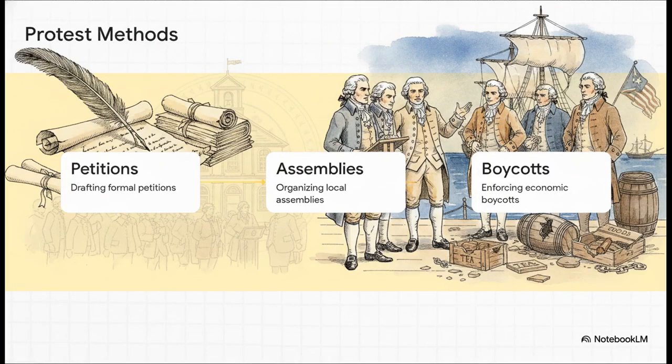They used the very habits they learned from their charters. They drafted formal petitions, they organized official assemblies to discuss the issues publicly, and they hit back where it hurt by enforcing economic boycotts. They used highly structured procedural methods to fight back against arbitrary rule.